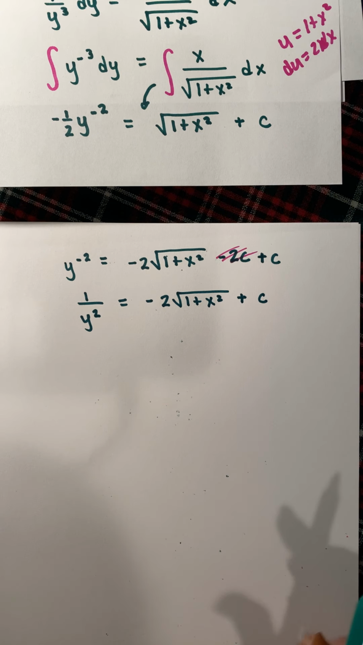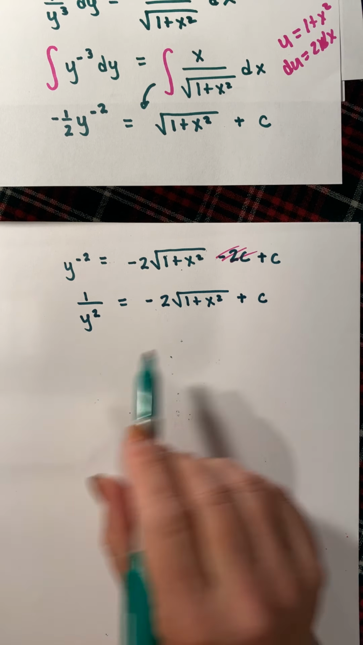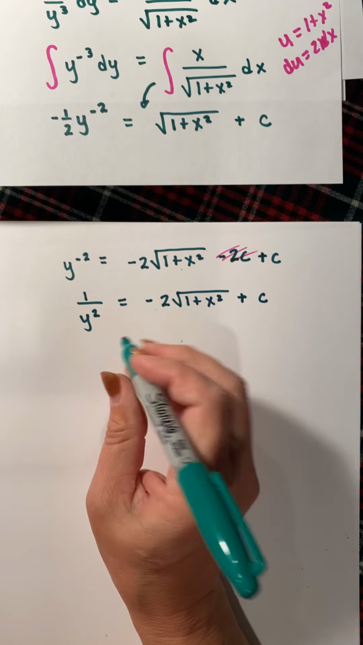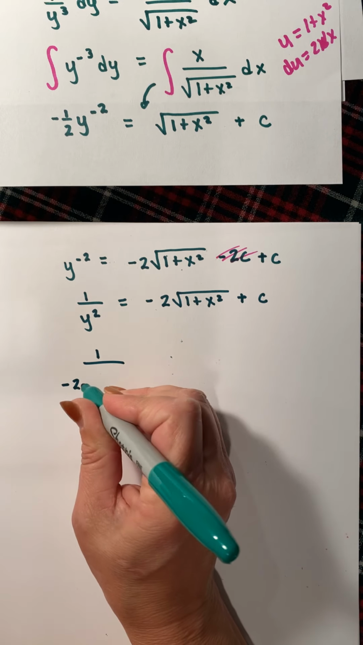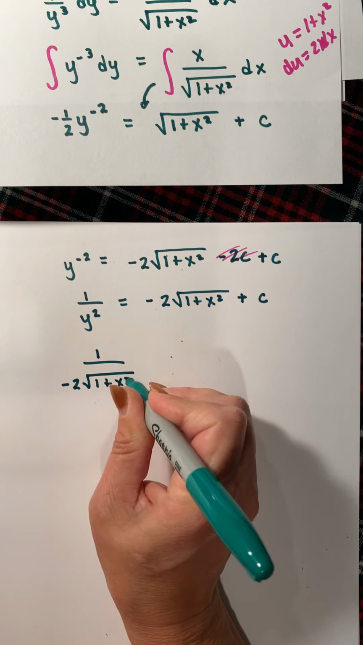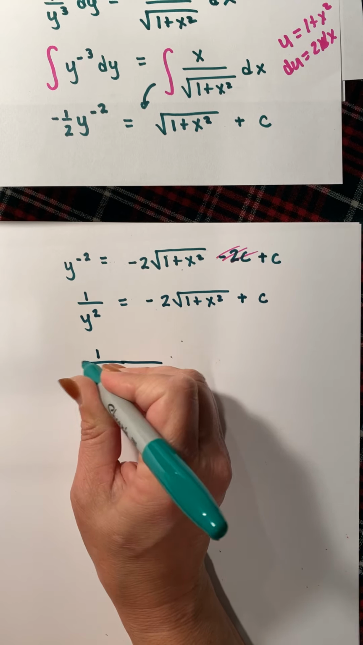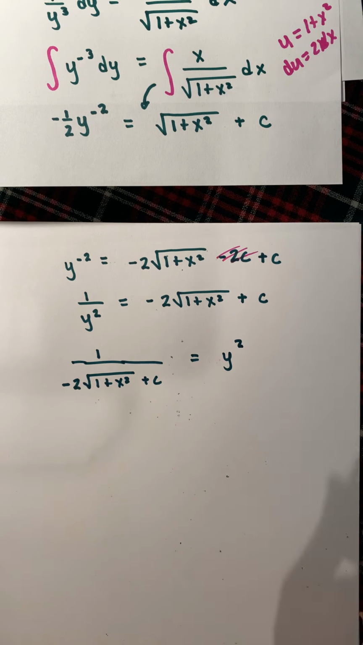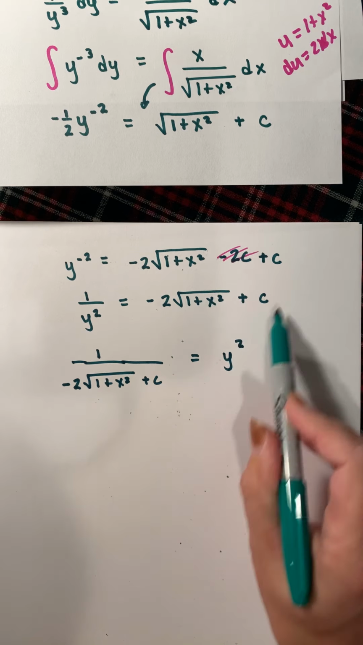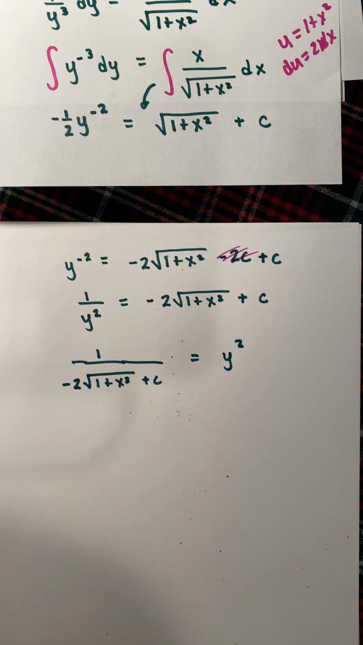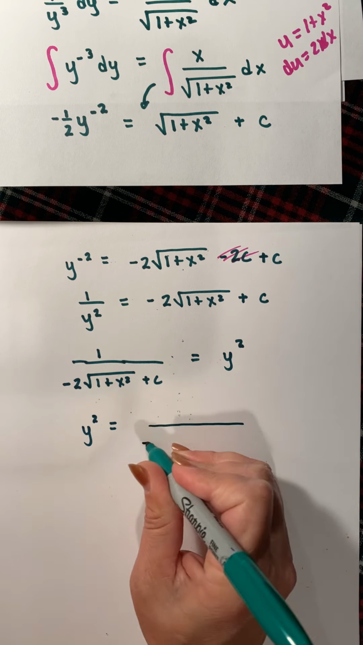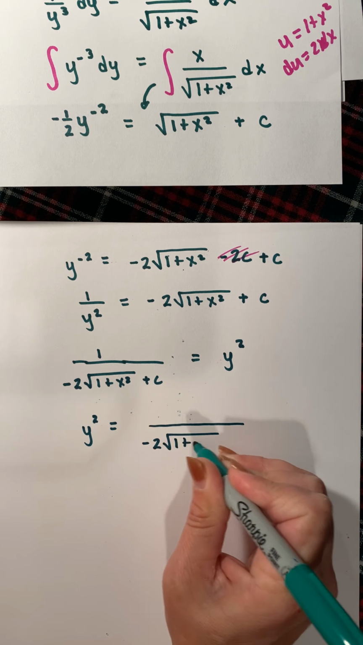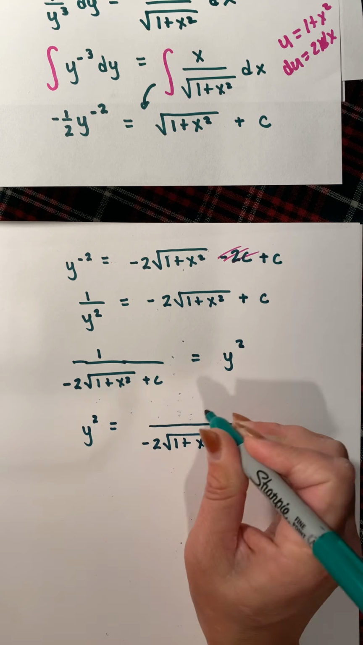All right, so now here, in order to solve for y, I'm going to just use cross multiplication, and I'm going to get that 1 over negative 2 square root of 1 plus x squared plus c, all in the denominator, must equal y squared. If I multiply both sides by y squared, then divide by this chunk, this is where I would be. So now y squared is equal to, I just like what I'm solving for over on the left side, negative 2 square root of 1 plus x squared plus c, like this.